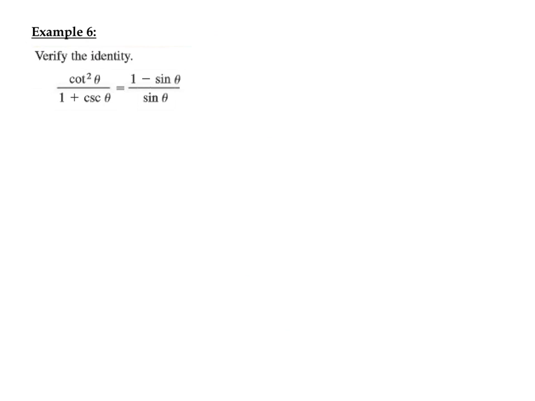Example 6, verify the identity. Now, this is a little bit different approach. It's going to be the same idea, but what we have been doing for the previous 5 examples is show that one side equals another side. What we're doing on this one is that we're going to manipulate the left side and the right side at the same time to show that they equal the same thing. You'll see what I mean in just a minute.